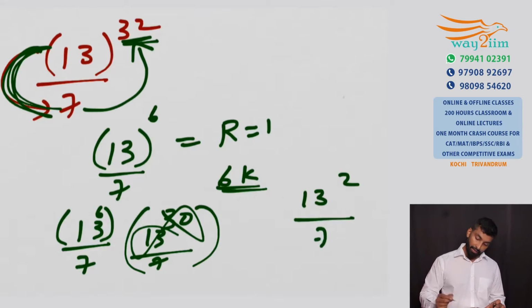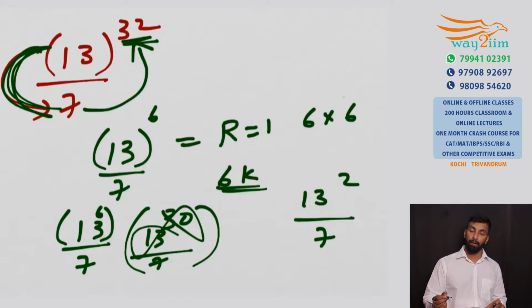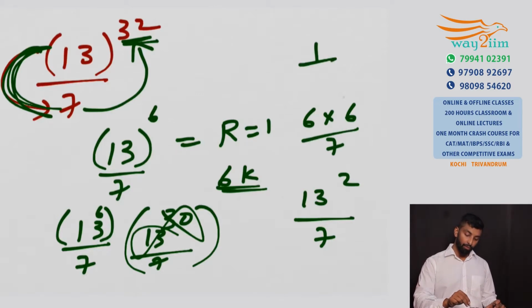Here you need to divide by 7. You can either divide 169 by 7 or you can divide 13 by 7, 13 by 7. So you'll get 6 into 6, that you can divide by 7, right? You get 1. Your answer is 1. So now I'm going to generalize it. I just told you the method, and I'm going to generalize it.